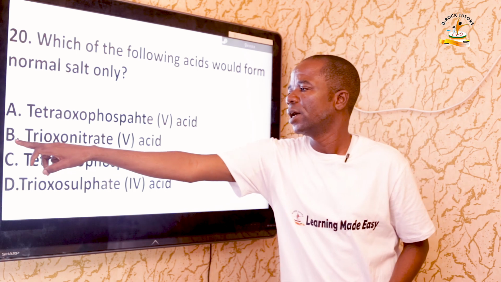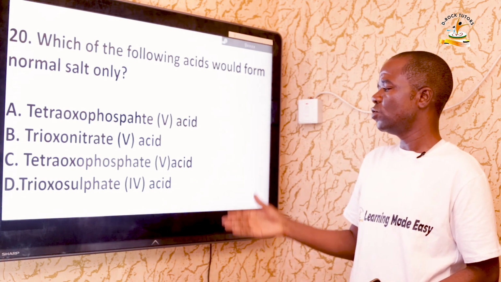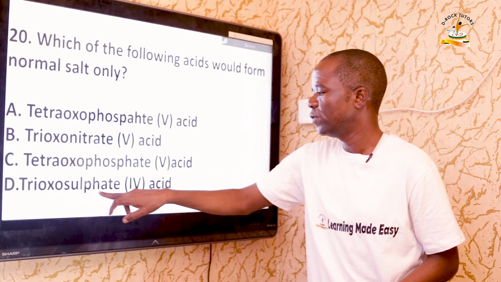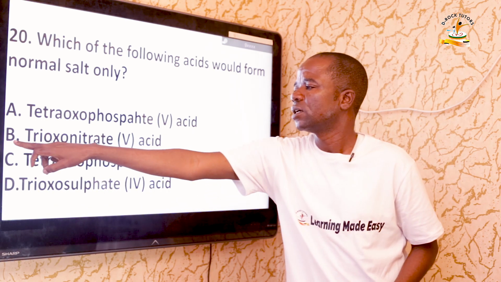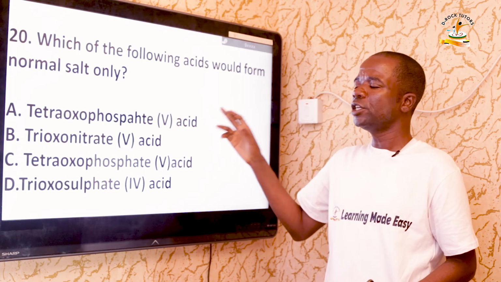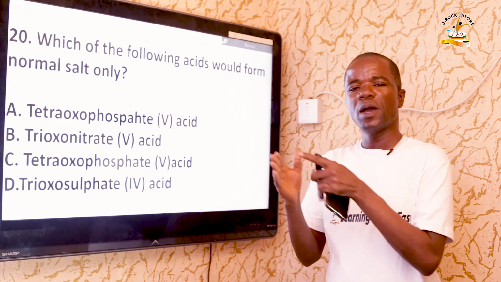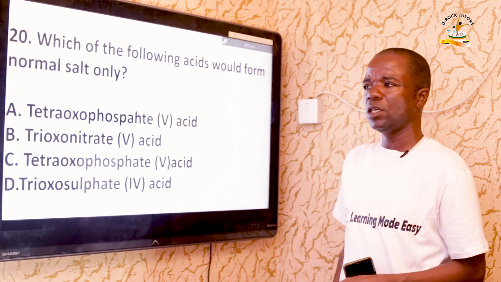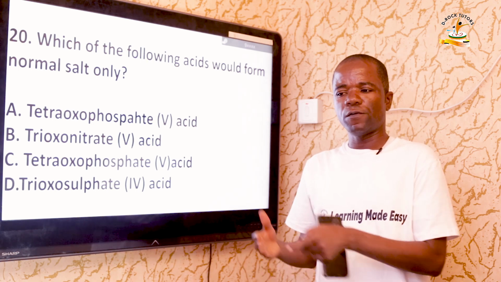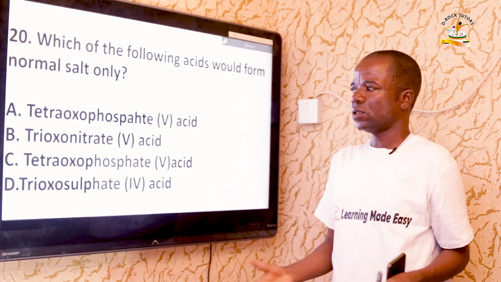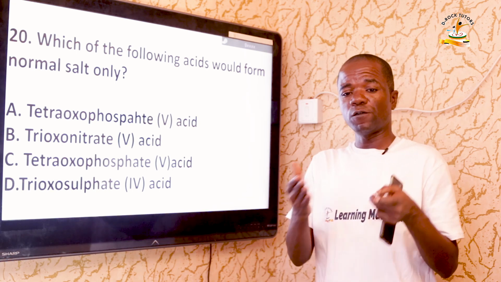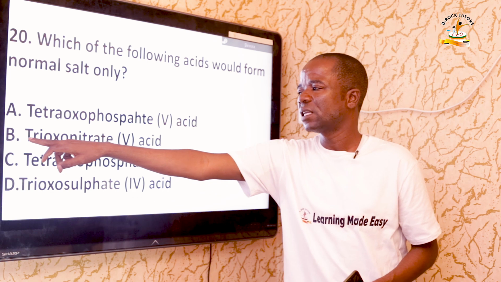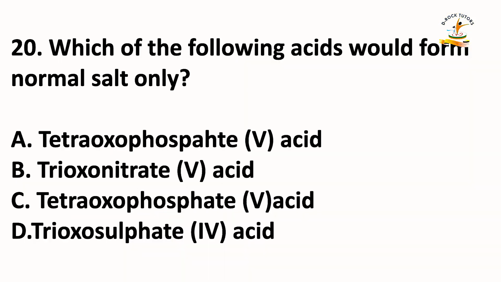So the correct answer here is B, trioxonitrate(V) acid. The basicity for trioxosulfate(IV) acid is 2. HNO3 and HCl, both of them are monobasic and both of them only form normal salt. They cannot form acidic salt. Tetraoxosulfate(VI) acid, H2SO4, can form both normal salt and acidic salt, just like phosphoric acid, H3PO4. But acids that are monobasic like HNO3, trioxonitrate(V) acid, and HCl, hydrochloric acid, can only form normal salt. The correct option is B. Number 21.